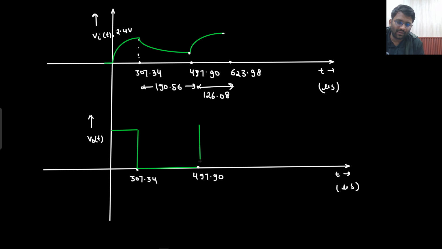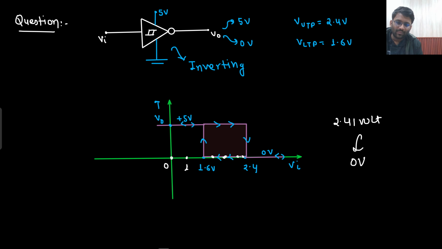Now this is the scenario we have got, and the output has remained at 5 volt. After that, what will happen? The output will again fall down to 0. Why is that so? You can follow the characteristics. From 6 to 2.4 we have gone. We were following this particular characteristic. So now the output will again fall down to 0.